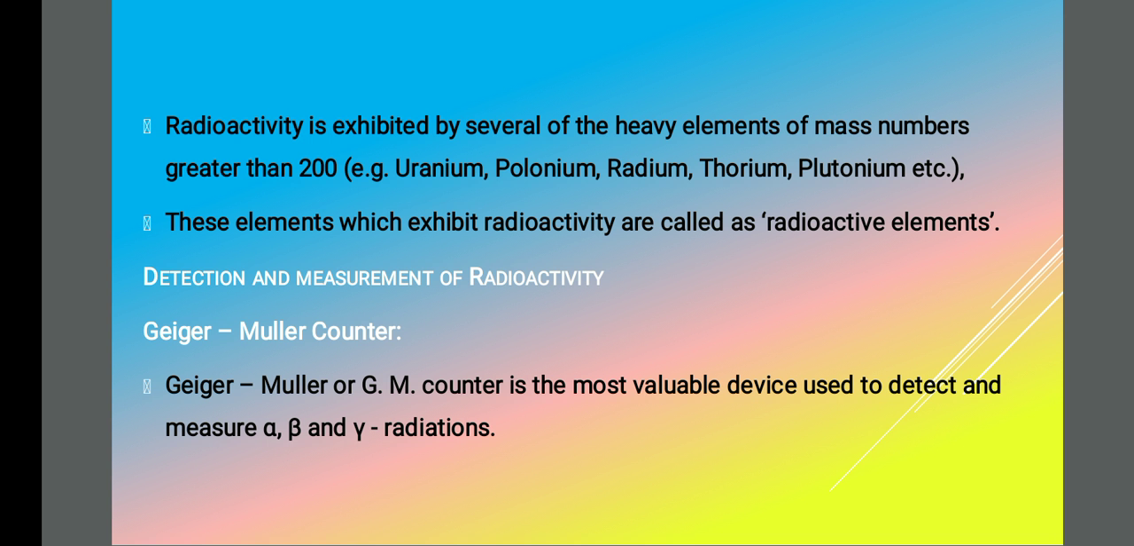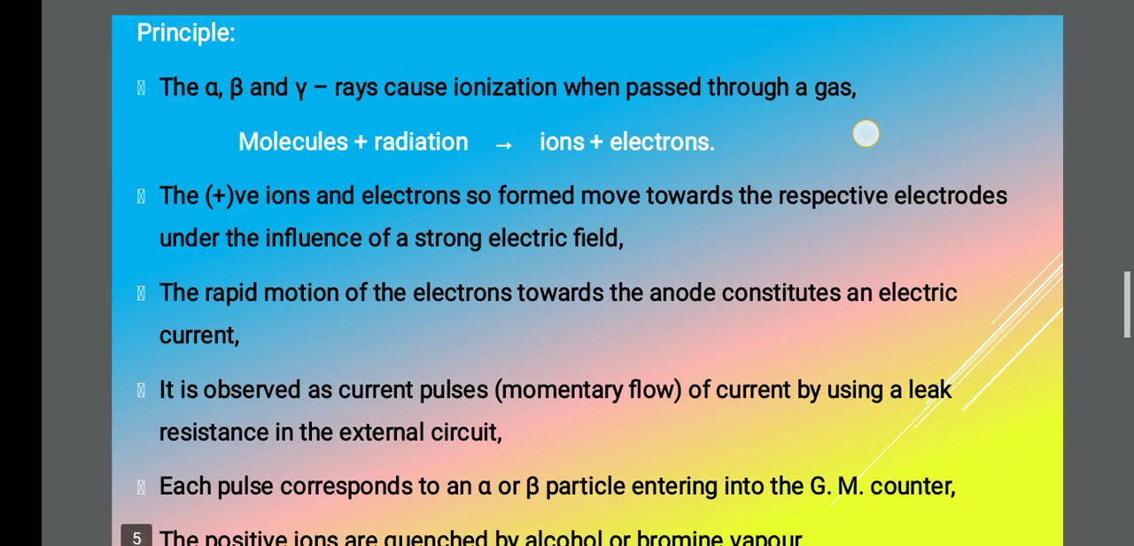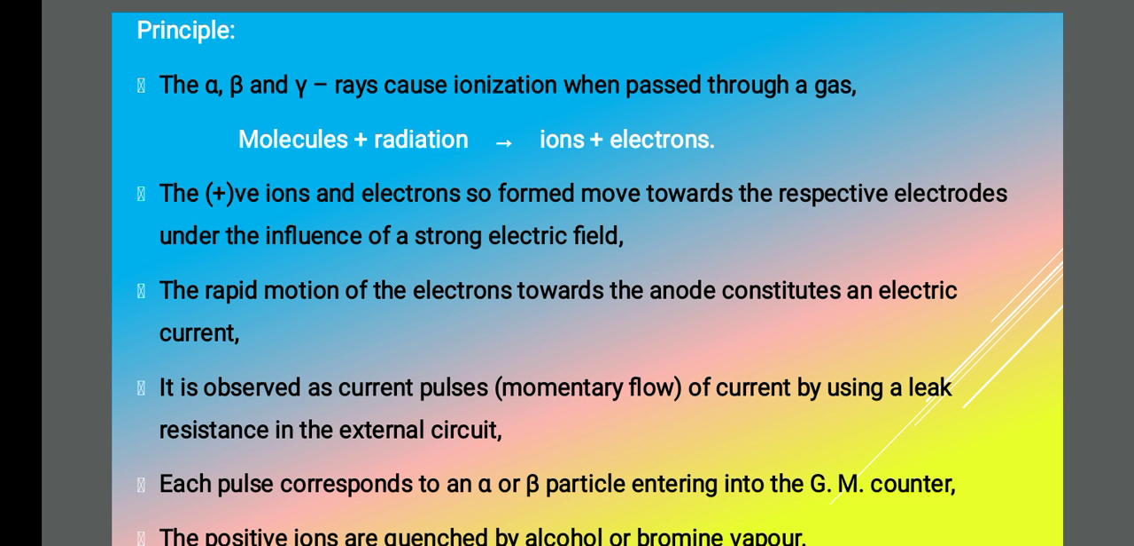Is it okay? So we'll go with the principle. If we take the principle, alpha, beta as well as gamma rays cause ionization when they pass through a gas. Initially I said Becquerel identified that rays will ionize air. So same thing, if you take alpha, beta as well as gamma rays, they ionize gases when they pass through the gas. So you take the molecules and radiation is allowed to pass through them.